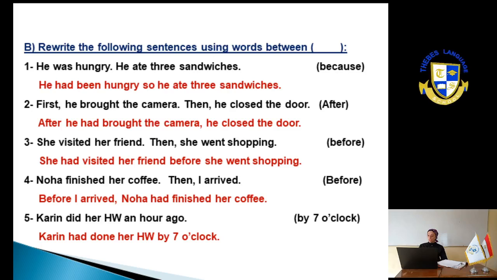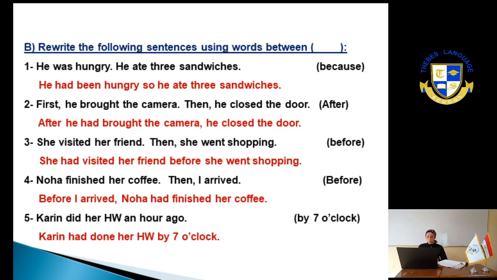So let's move to slide number 5 in order to check how to answer the rewrite question. Rewrite the following sentence using the words between the brackets. Number 1. He was hungry. He ate 3 sandwiches because. Which one should happen first? Being hungry or eating sandwiches? Of course, being hungry. So let's see. Because he had been hungry, he ate 3 sandwiches.